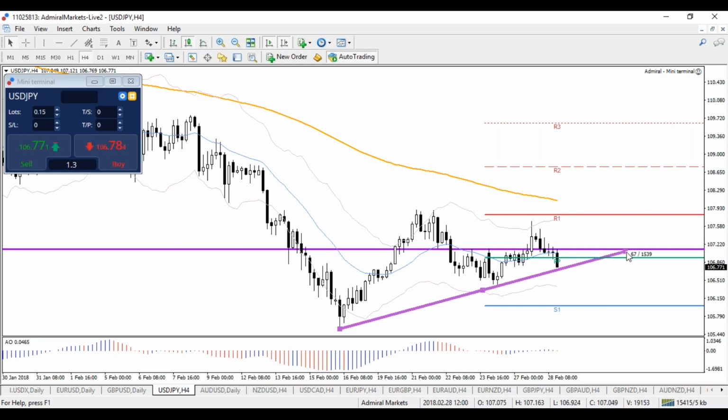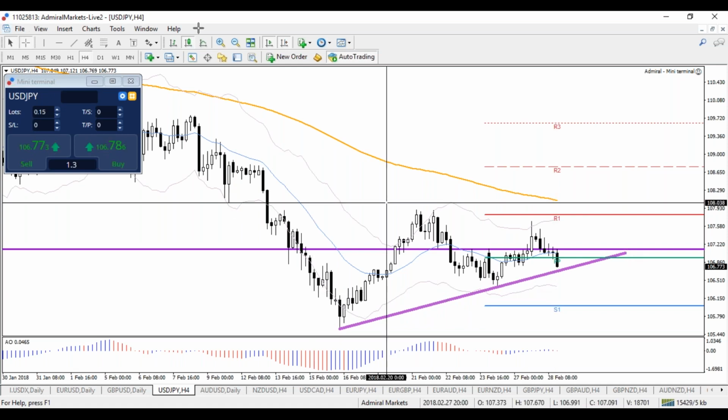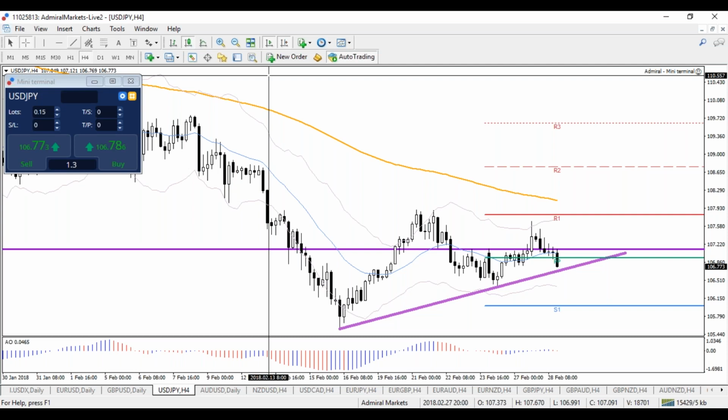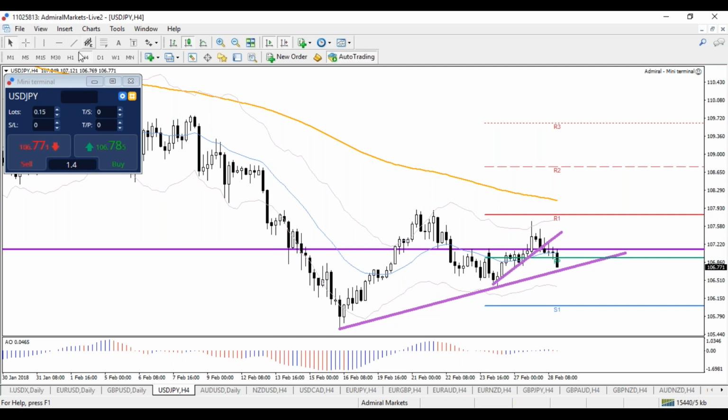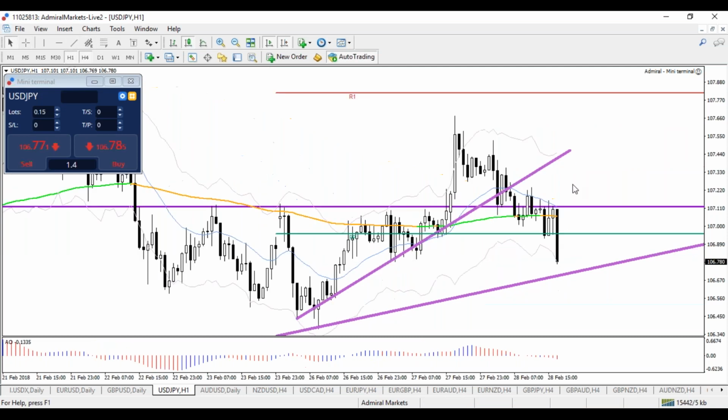And we are seeing a break to the downside here on the dollar yen, or not a break as yet. We saw a break maybe of this 1 hour trend line. There we go, right?